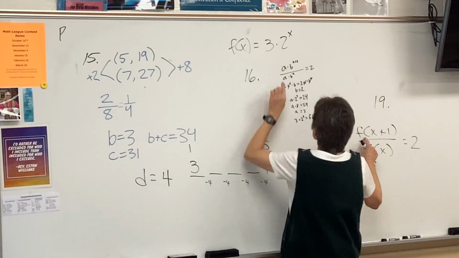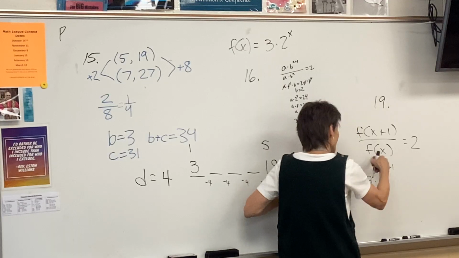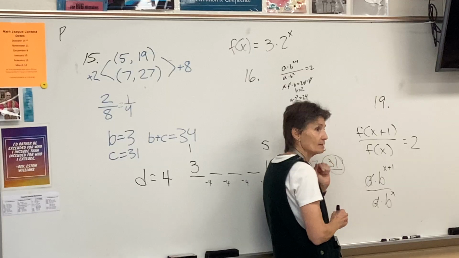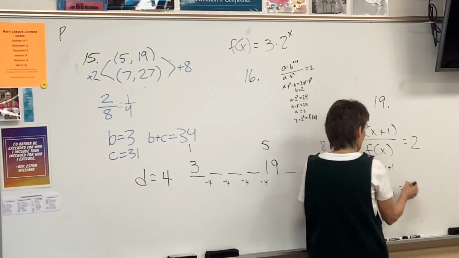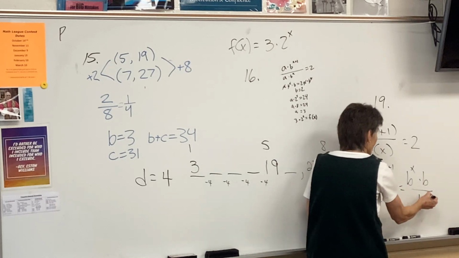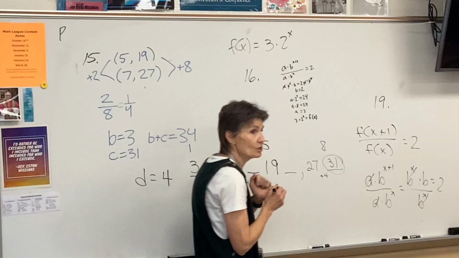He actually worked it out. He said this would be a times b to the x plus 1. This is a times b to the x. Obviously the a's cancel. And this is b to the x times b over b to the x. Those cancel, so b equals 2.